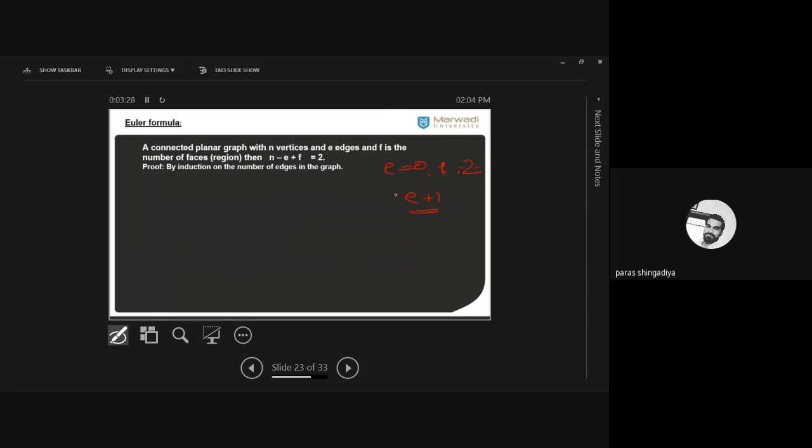So let's prove the first step. In step 1, we verify this formula for all such graphs for the initial values of e, and so on, and check whether we get 2 or not.